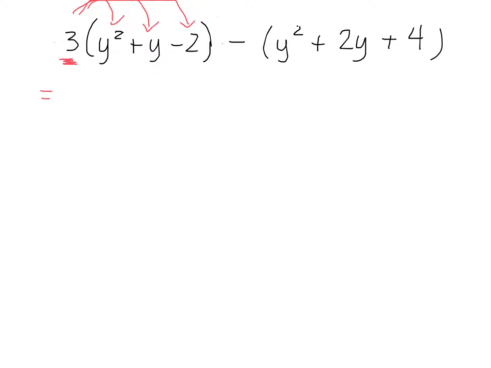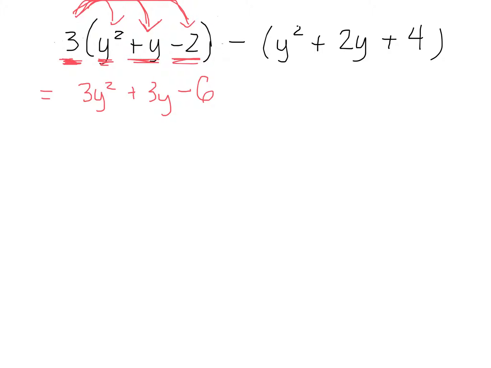How would you write 3 times y squared? 3y squared. Okay, that's done. How would you show 3 times positive y? 3y. Positive 3y, right? How would you show 3 times negative 2? Negative 6. That's the first part. Did everyone do that? You're getting rid of the bracket. Yeah. Now what do you think we have to do?